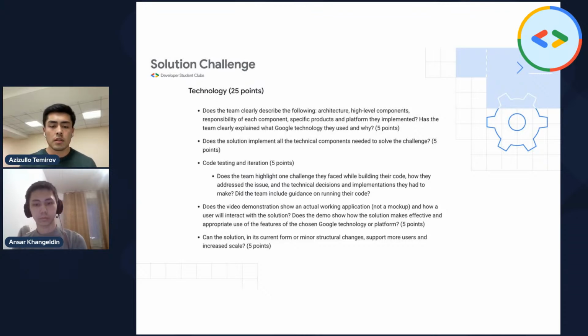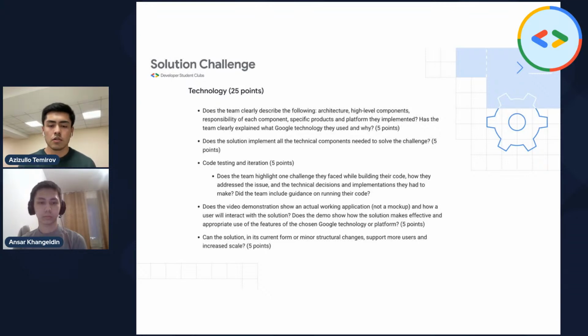And does the video demonstration show the actual working application, not a mockup, and how a user will interact with the solution? This is also one of the important things. You have to make a demonstration video, and you have to show the main part of your project, the aim of the project. What are you solving? And you have to show the solving process, how users are interacting. And you don't have to focus too much on different qualities, different aspects of your project. You have to make a clear understanding that users are using this application or your software in order to solve the problem, and they are getting some takeaways from your product.